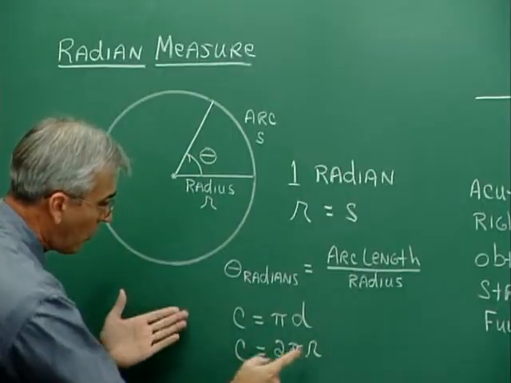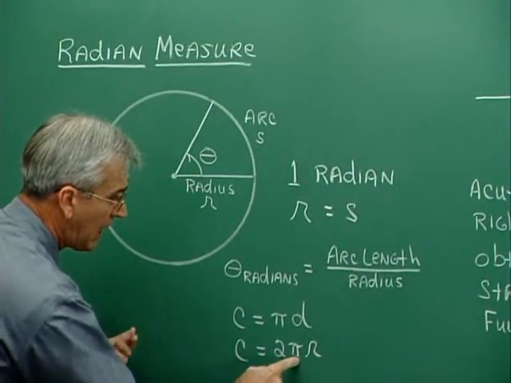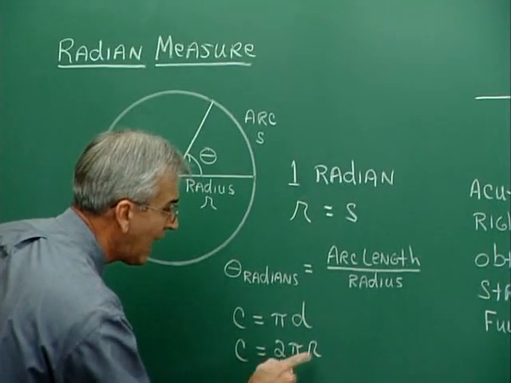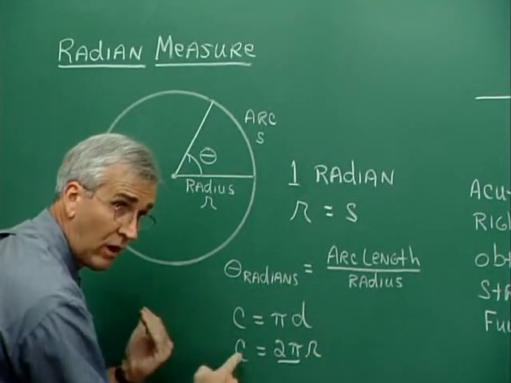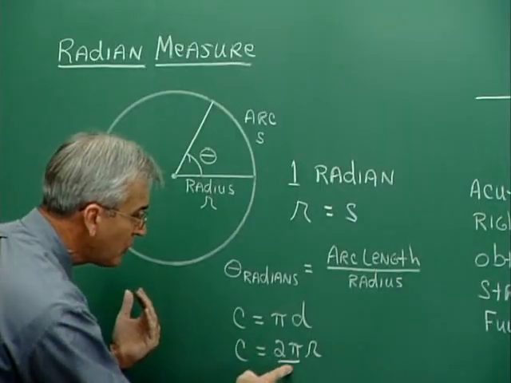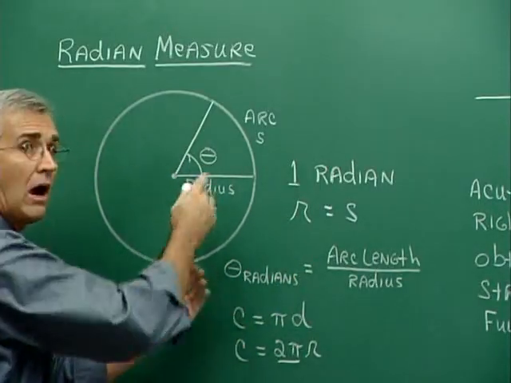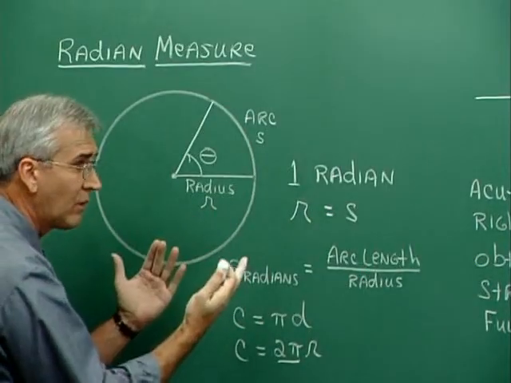And so our formula becomes circumference is 2 pi r. Well, how many radius units do we have here? We have 2 pi times the radius, you see, for our circumference. So we have 2 pi radians as the angle for our full circle, or one full revolution.